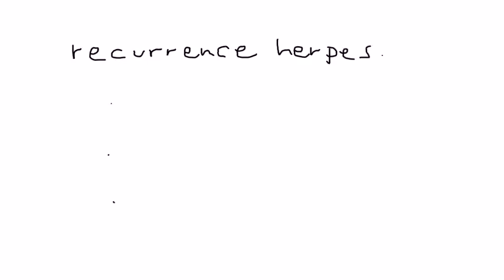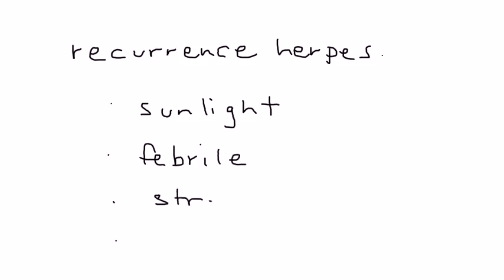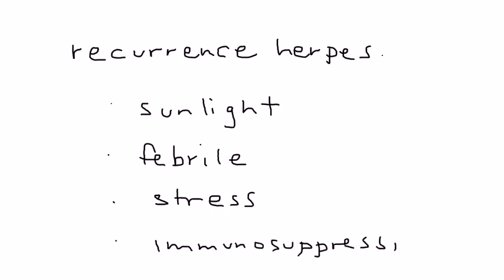and here are some of the reasons. A lot of sunlight can trigger this, a febrile illness, stress, physical and emotional stress, and definitely immunosuppression. So for example, someone who has HIV and has a weakened immune system. And that's why herpes is one of those things that just keeps reoccurring, because the recurrent herpetic eruptions are precipitated by all those things that I just mentioned.